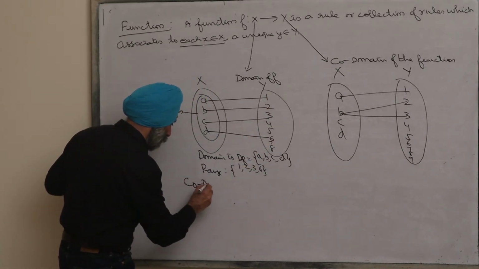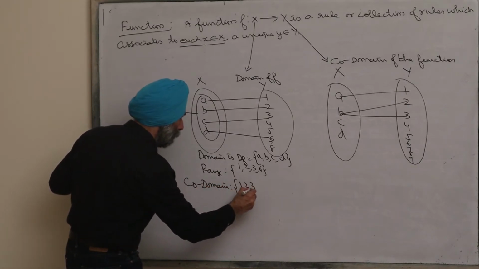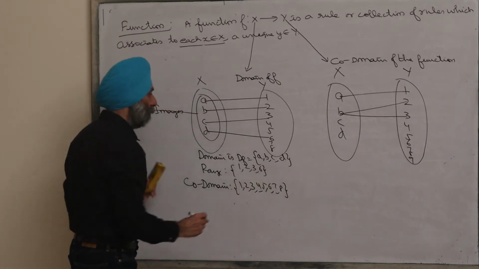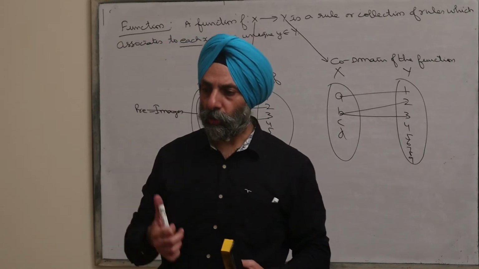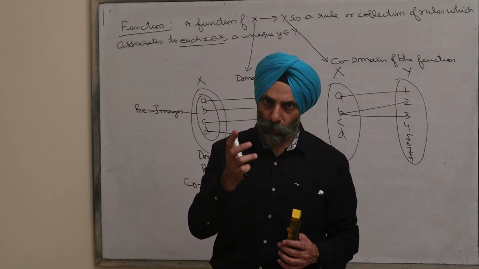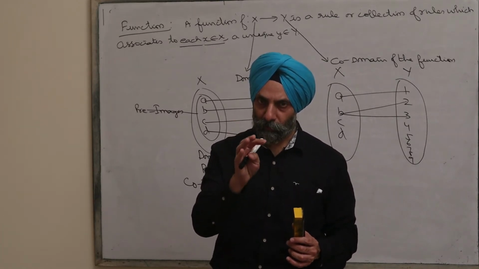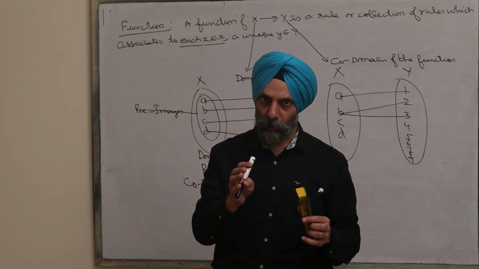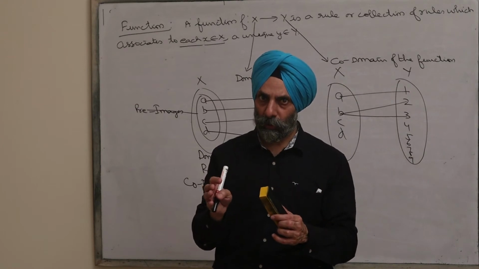Now what is the codomain? Codomain is 1, 2, 3, 4, 5, 6, 7, 8. So that forms the codomain of the function here, right? In another way, domain is the set of all the values of x for which your function is defined.